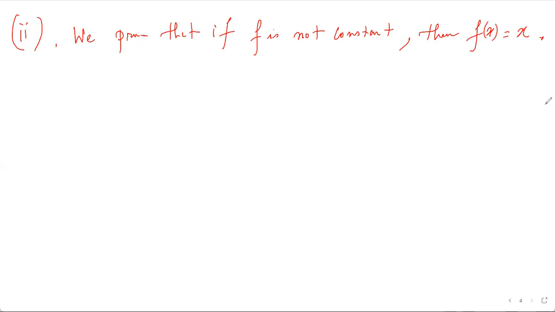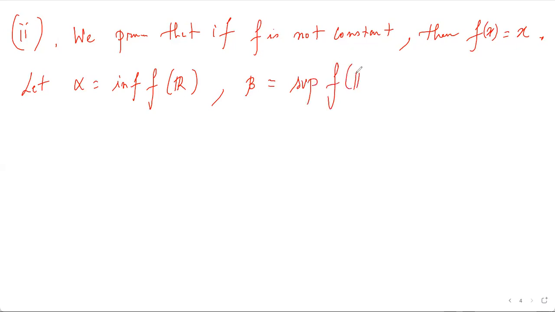Okay, so yes, now again we'll use the hint. So we'll consider, suppose alpha is the infimum of f of R, and beta, let's take it to be the supremum of f of R. So f of R is basically the range. So in the range I'm considering that alpha is the infimum and beta is the supremum.